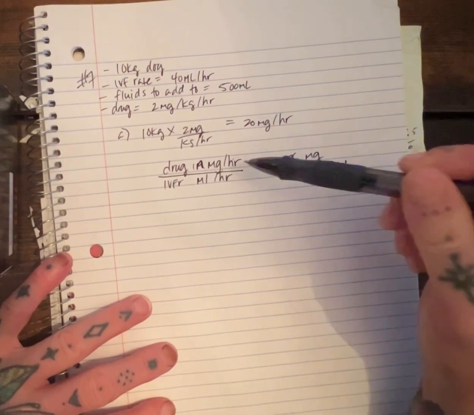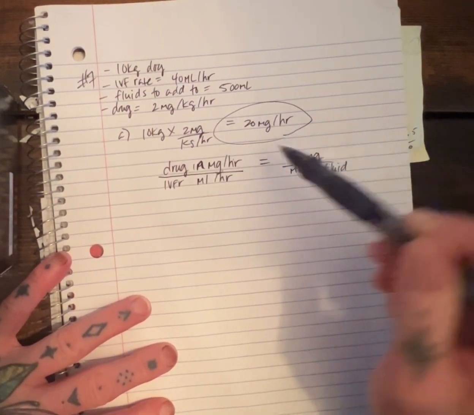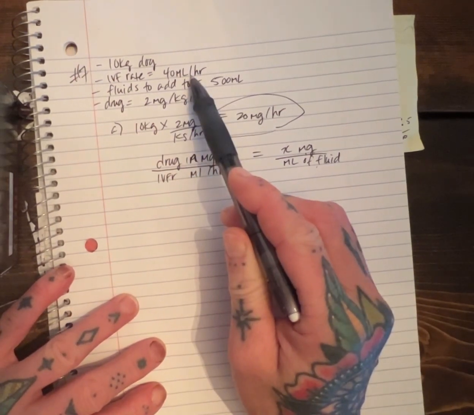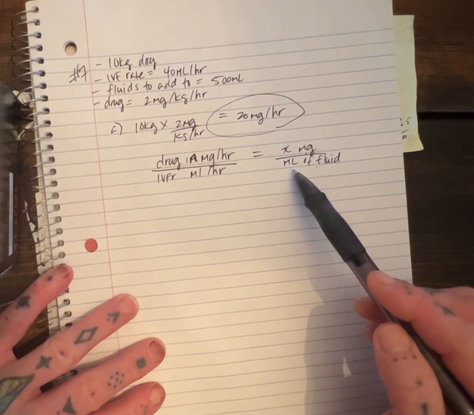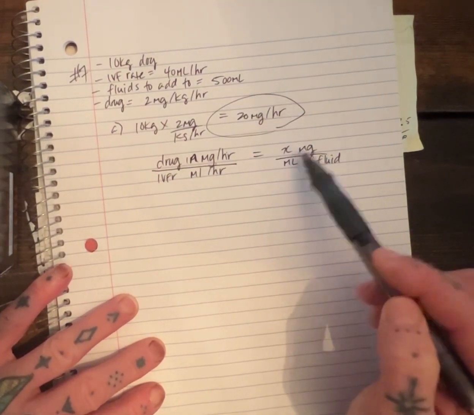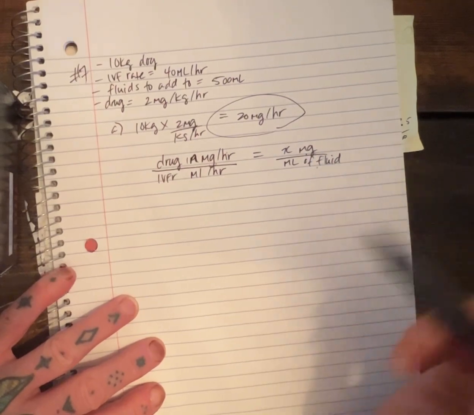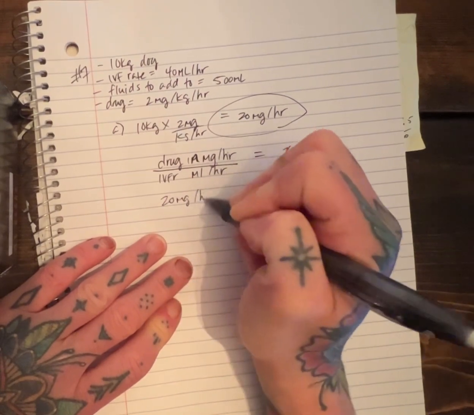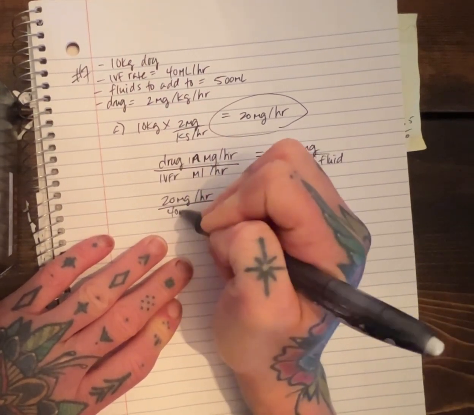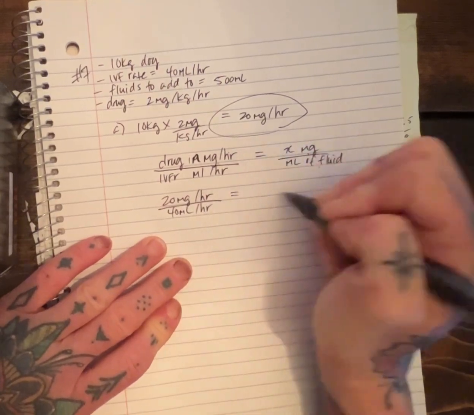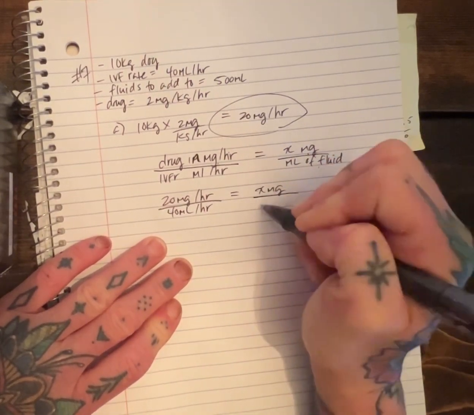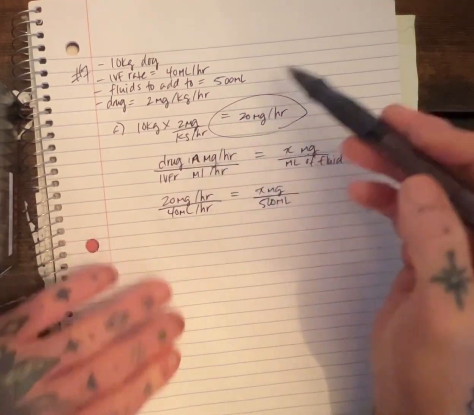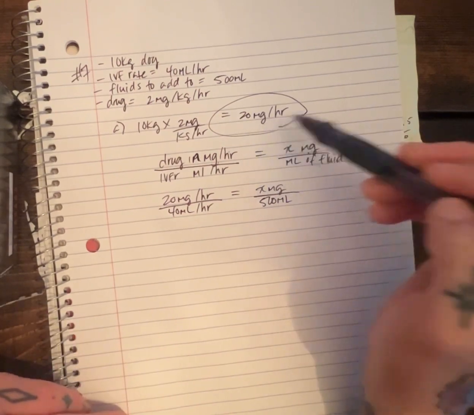So we already have the drug in milligrams per hour here. We know the fluid rate in mils an hour is 40 because the question gives us that. And the mils of fluid we're adding it to is 500. Question gives you that. So the only thing we don't know is this X milligrams. So we're going to just put in 20 milligrams per hour over 40 mils an hour equals X milligrams of the drug over 500 mils of fluid. So again, that's all given here. The only thing we had to figure out is the milligrams per hour.